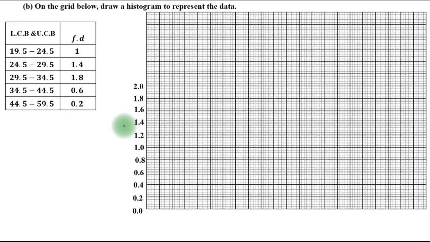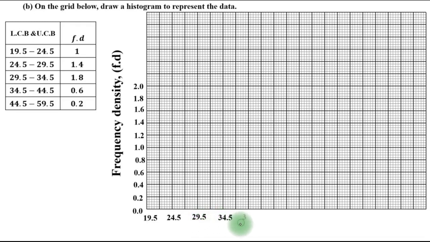Then the horizontal axis. The upper class boundary for the previous class was 19.5. So I'll begin actually from the beginning, I'll not break the axis. So I have 19.5, then an interval of 5, then 24.5, then 29.5, 34.5, 39.5, 44.5, 49.5, 54.5, then 59.5. And these are the upper class boundaries.